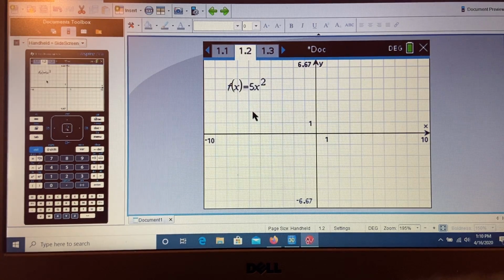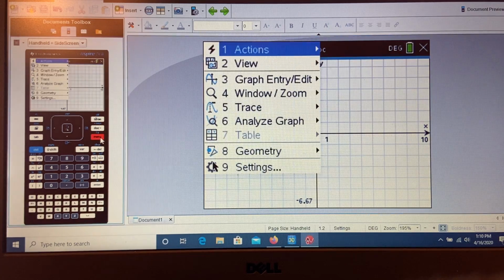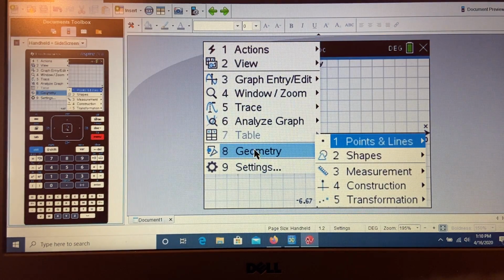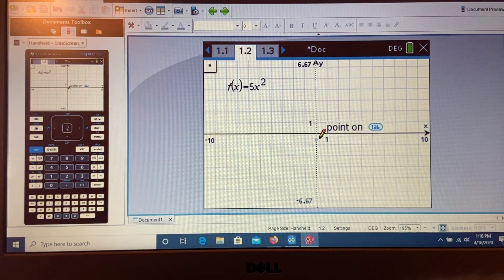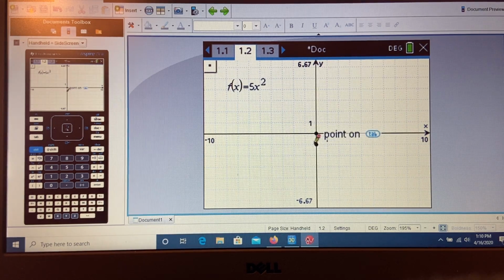So if we look at f of x equals 5x squared, the a is greater than 1, so it's going to make this graph thinner than the parent function. Our vertex is at 0. So if we were going to graph this by hand, let's graph some points. And I know that my vertex is at 0, 0. So I'm going to put that point right there.